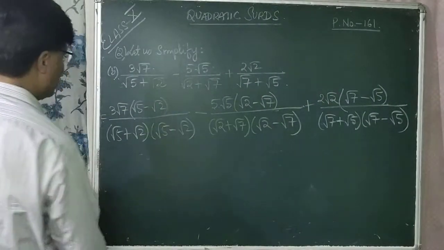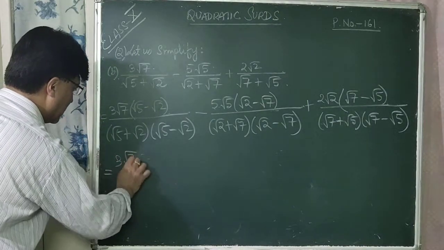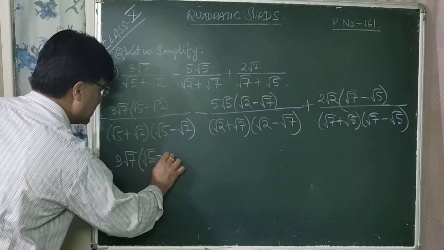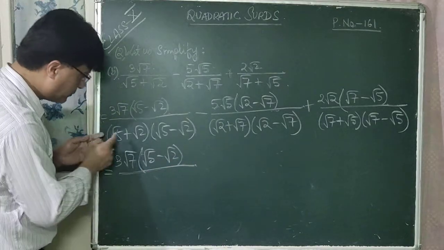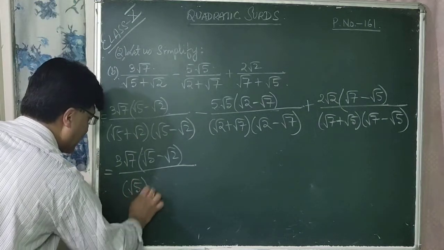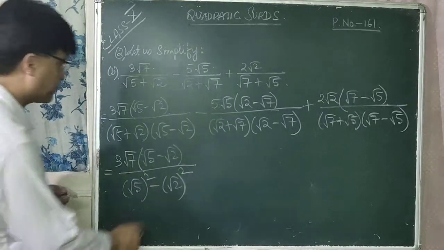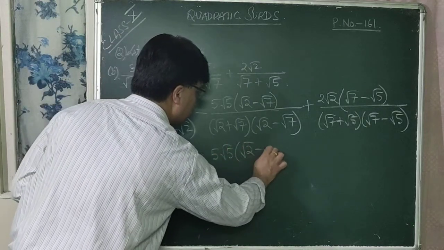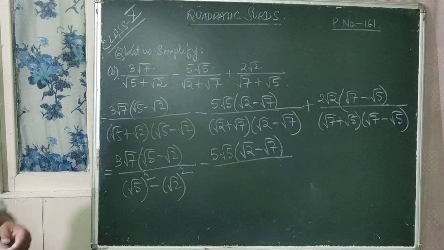So now let us simplify it. Is equal to 3 is here. Okay. Let us keep it as it is, whole divided by. What is the formula? A plus B into A minus B is A square minus B square. That is root 5 is A, and B is root 2, whole square, right? Minus 11, 5 root 5 within bracket root 2 minus root 7. So let us keep this numerator same, as it is.